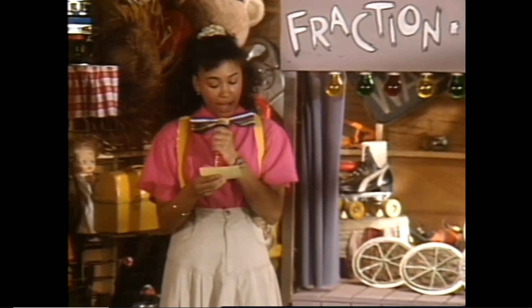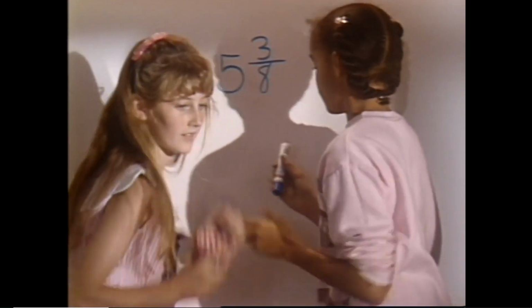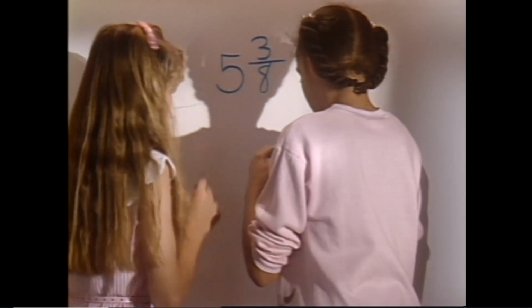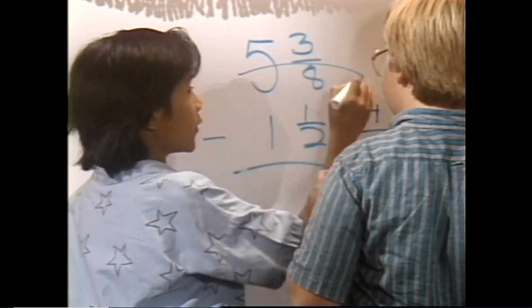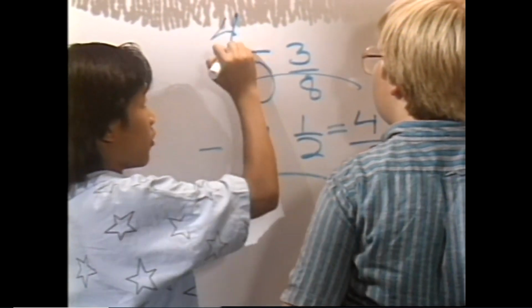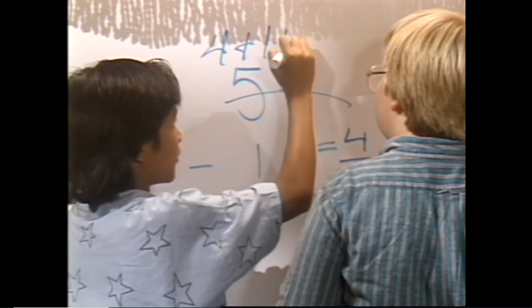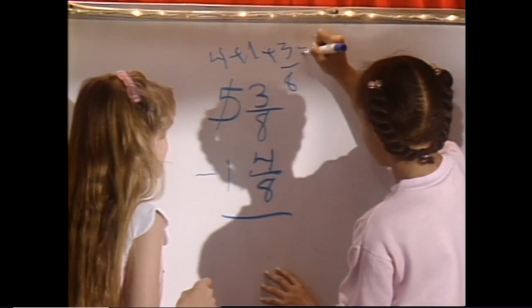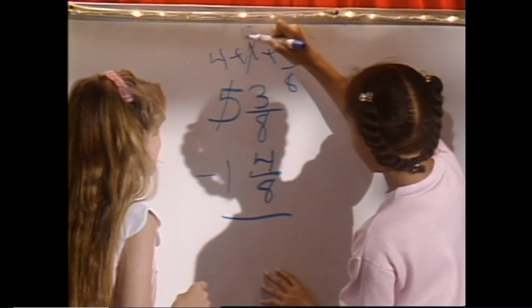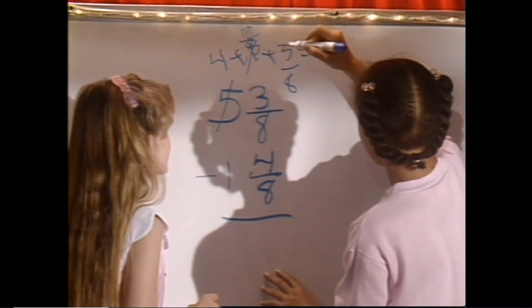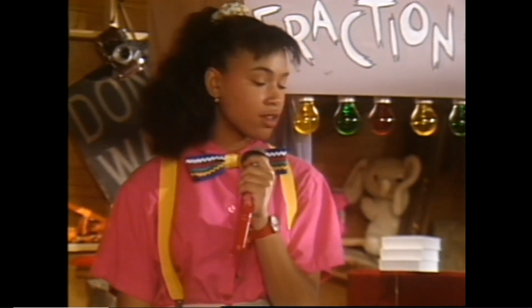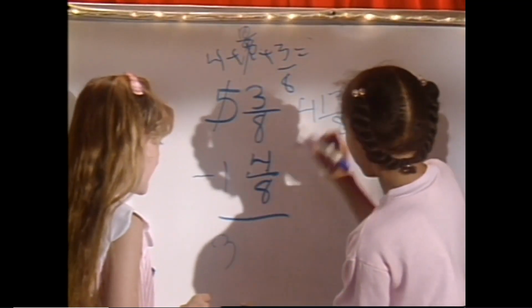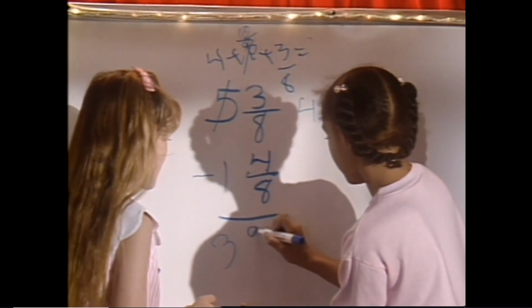5 and 3/8 minus 1 and 1/2, which is renamed as 1 and 4/8. 10/8, yeah. Okay, so 10/8 plus 3 is 13/8, plus 4. So 4 minus 1 equals 3. 13 minus 4 equals 9. 9/8.